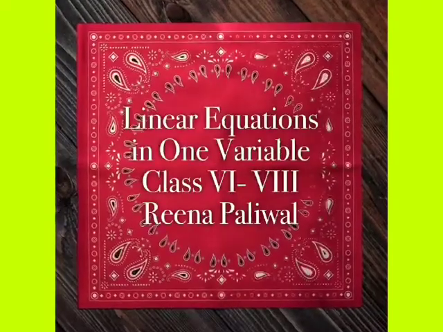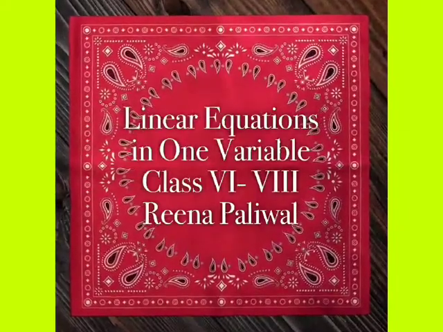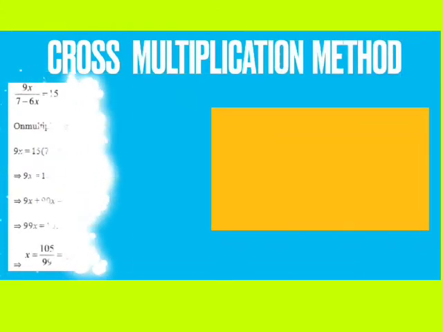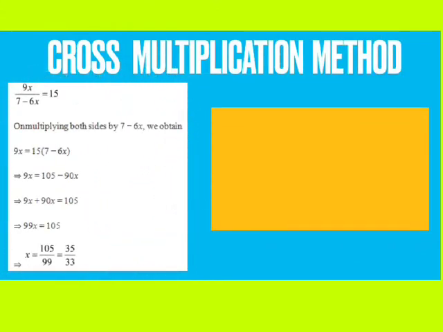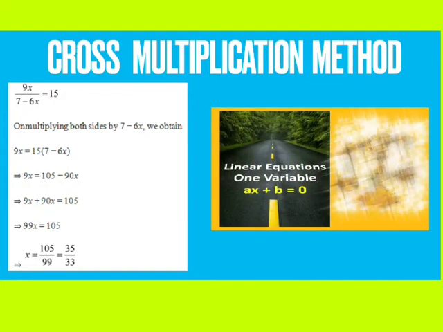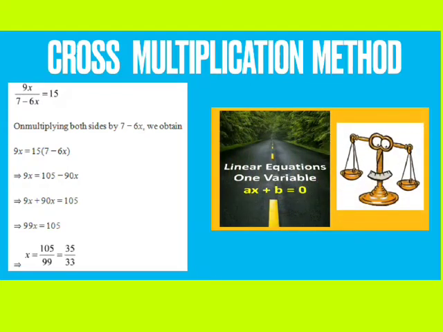Dear students, in the last module we discussed the hit and trial method, the systematic method and the transposition method. Now in this module we will discuss the cross multiplication method to solve linear equations in one variable which are in the form ax plus b equal to 0. Let us solve 9x upon 7 minus 6x is equal to 15 by the cross multiplication method.